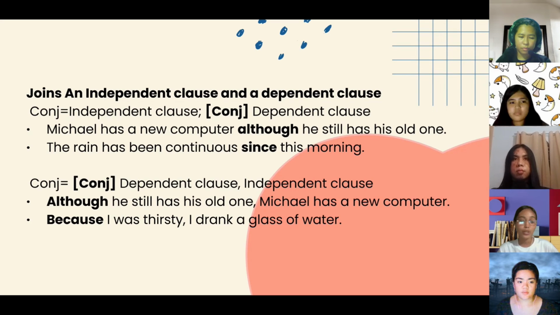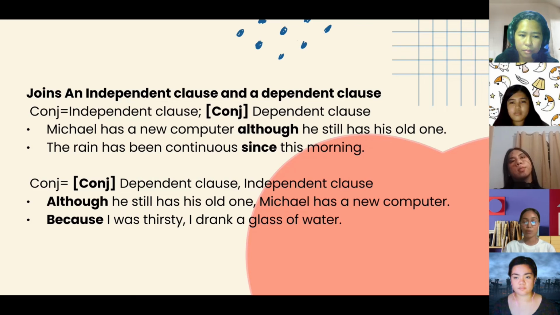On the latter part, we have the opposite of the first illustration, which is the conjunction at the very first, the dependent clause in the middle, and the independent clause at the last. Sentence one: although he still has his old one, Michael has a new computer. Second example: because I was thirsty, I drank a glass of water. What comes first here is the conjunction, "although" and "because," followed by the dependent clause in the middle, and then the last one is the independent clause. So remember to always punctuate with a comma if the subordinate clause comes first.